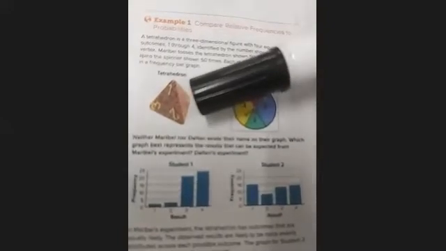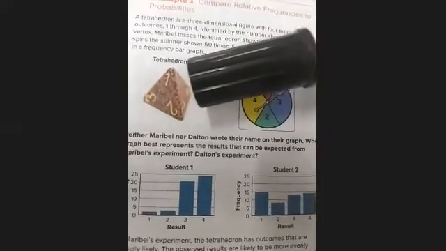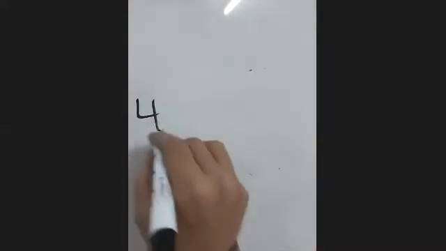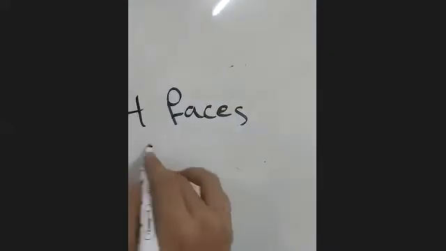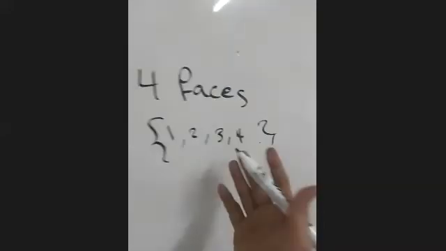Look here. This one, see this one? Tetrahedron. I don't know if I say it correctly. Whatever. So we have here a 3-dimensional figure with 4 equally likely outcomes, like the dice. The dice has 6 faces. This tetrahedron has how many faces? 4 faces. And what are the numbers in the 4 faces? 1, 2, 3, 4. They said from 1 to 4.